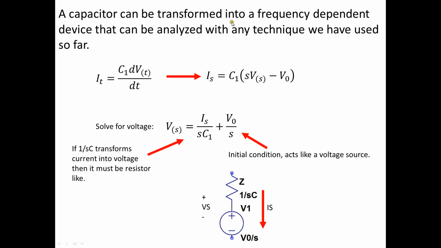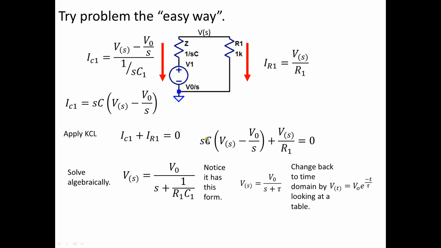So a capacitor can be transformed into a frequency-dependent device that can be analyzed with any technique we've used before. Again, here's the time-dependent voltage and current with a capacitor, and here we are in the frequency domain. If I solve for voltage, I get two things: the initial condition divided by the frequency, plus the current in frequency divided by sC1. Now if I look at this, 1 over sC1 looks very much like a resistor.